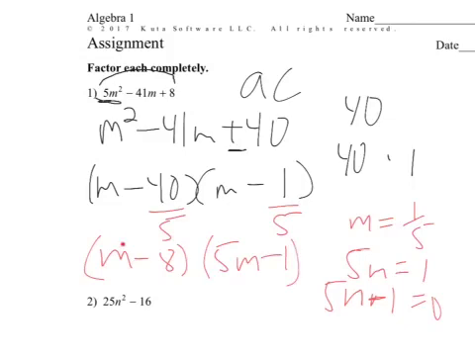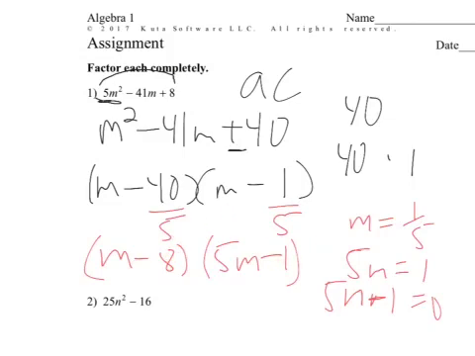m times m, 5m is 5m squared. Negative 1m from that multiplication. Negative 40m from that multiplication. If we combine those terms, we get negative 41m, same as the original. And then negative 8 times negative 1 is positive 8. So we did factor that.